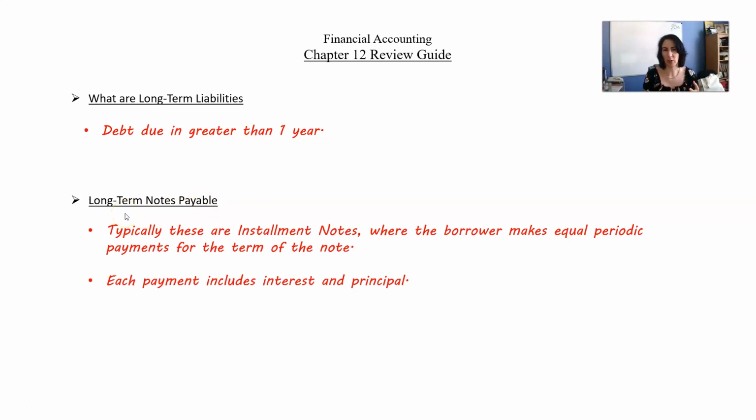One of the first ones we're going to talk about are long-term notes payable. These are typically installment notes, meaning the borrower makes equal payments for the length of the loan, and each one of those payments includes interest and principal. Think about it like a mortgage or a car loan, a regular actual car loan, not a lease. When you're making those payments, you're not just paying interest, you're paying some interest and some principal with every single payment. That's a typical long-term note payable.